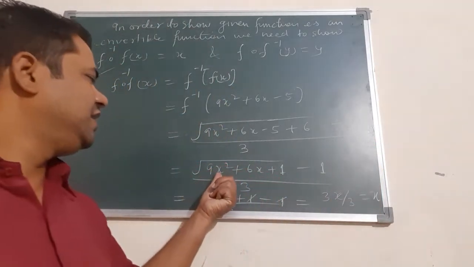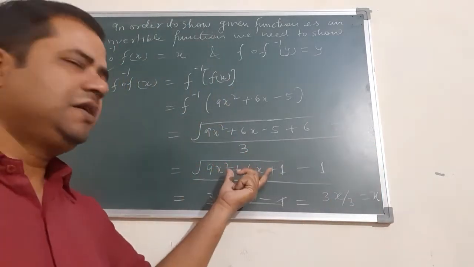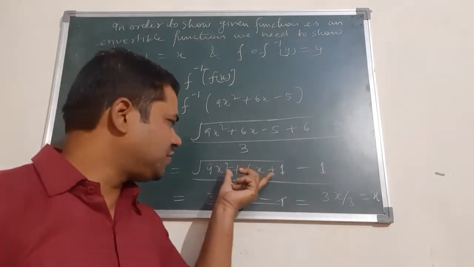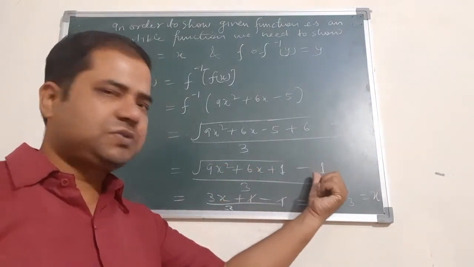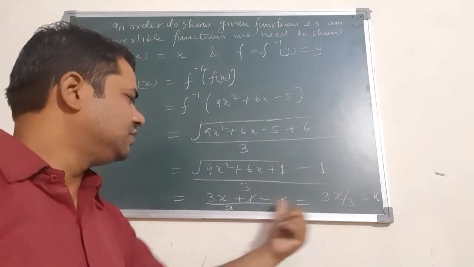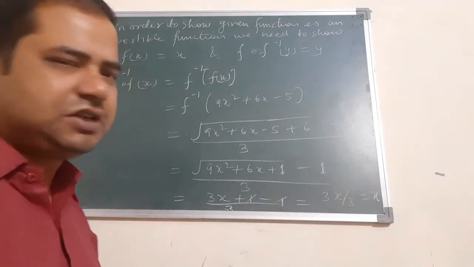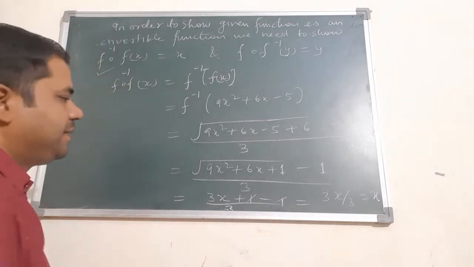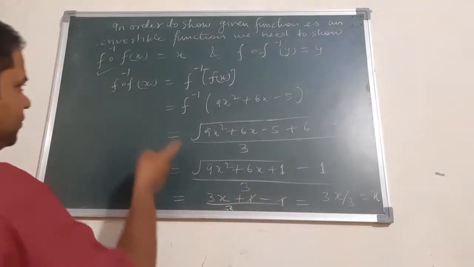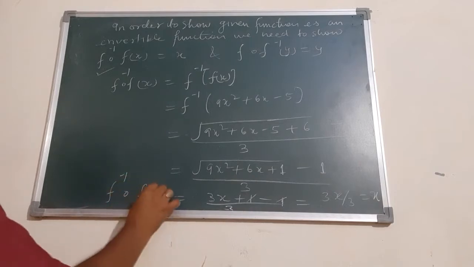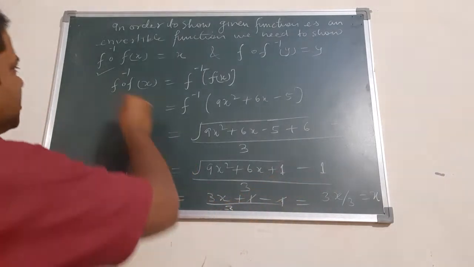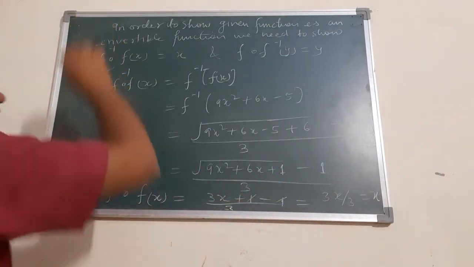See this one, 3x plus 1 whole square, that's why if it comes from the square root, it is nothing but 3x plus 1 and minus 1. Okay, so cancelled out, 3x upon 3, this is x. So you saw here f composition of f inverse of x is nothing but x. So first thing is completed.